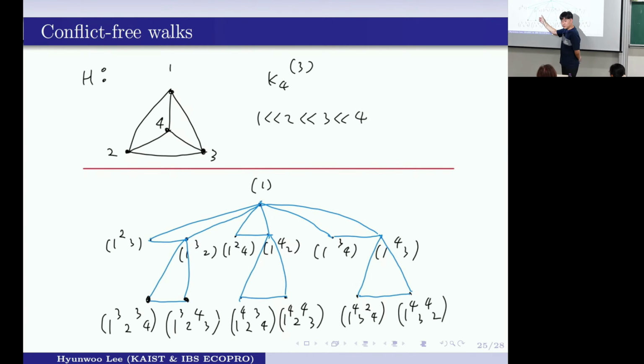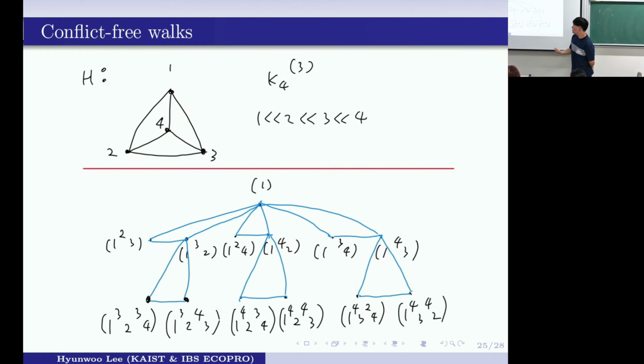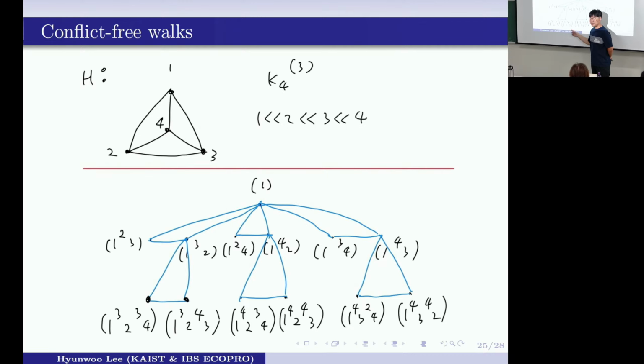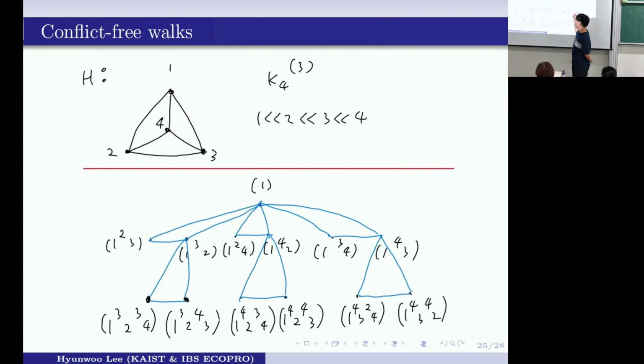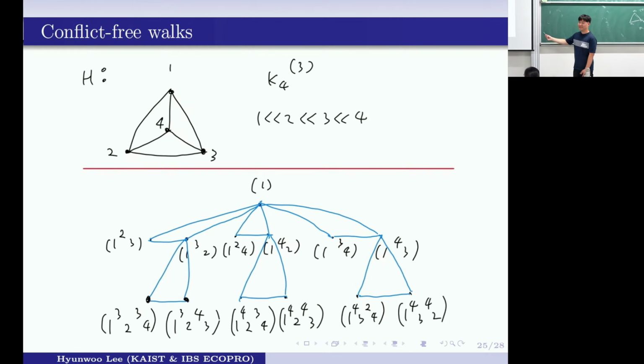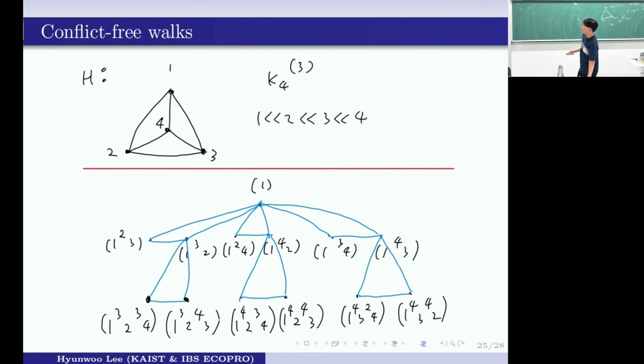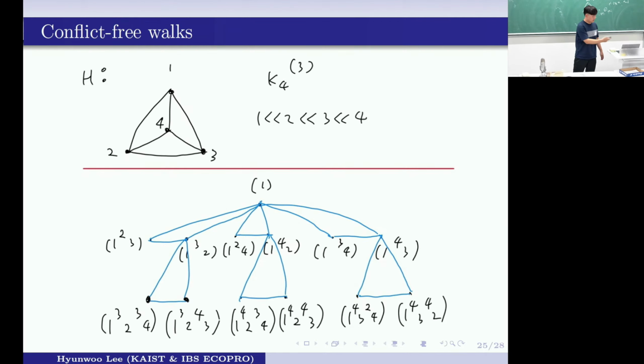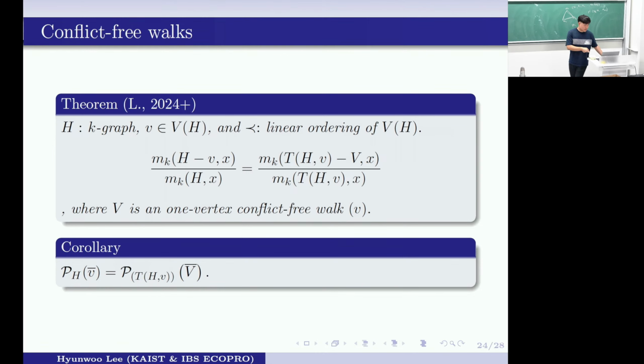But here, for 1, 3, 2, this 1 is in the complete set, but 3 is greater than 2, so 3 is not contained in the complete set. So we can use 2, 3, 4, and we have an edge 2, 3, 4. So we can extend this complete-free walk here. When we apply all the cases, we obtain this hypertree. And this is true because, let's see that.